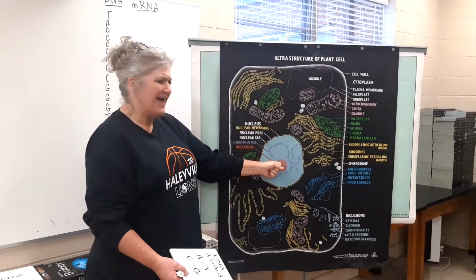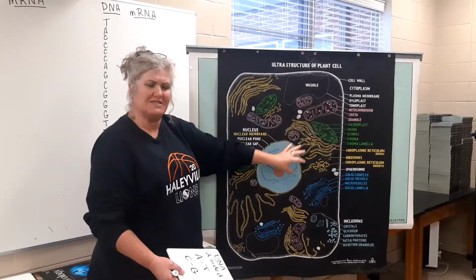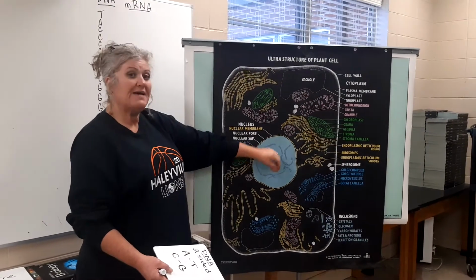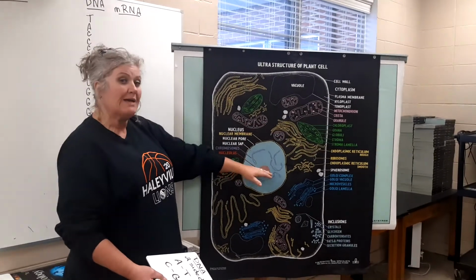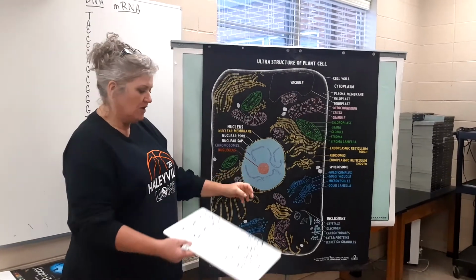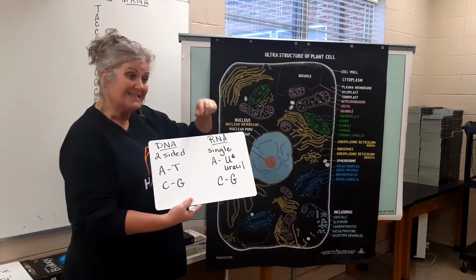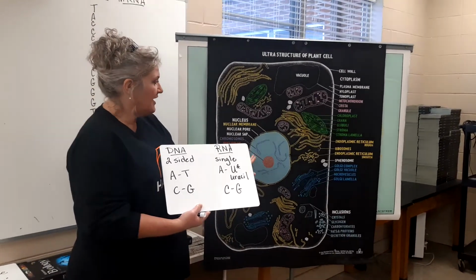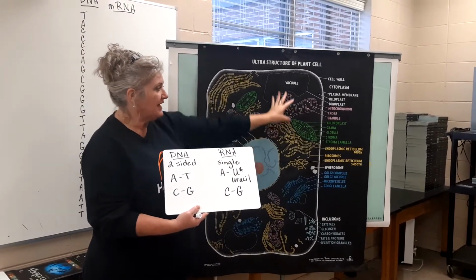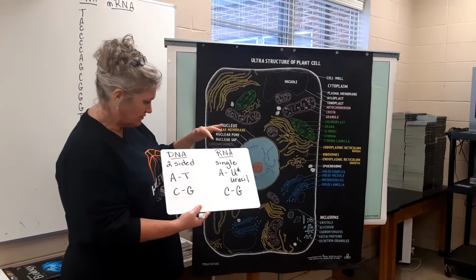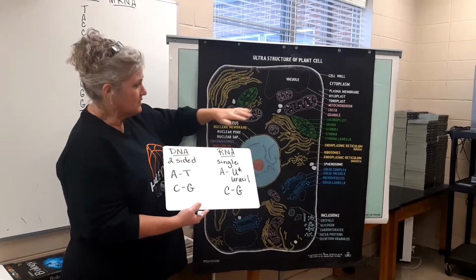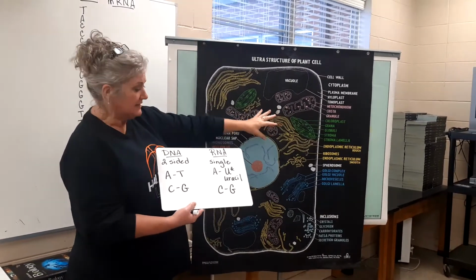So you may be wondering, how does the message get out to the cell then if it stays in here? Well, it has to send a message. It sends a message through mRNA, and that's what we're about to learn about. So remember, DNA is two-sided. RNA is single-sided. So it can actually get out of this nuclear membrane and get out into the cell and tell it what to do. It sends what I often call a work order, what the boss says to do.